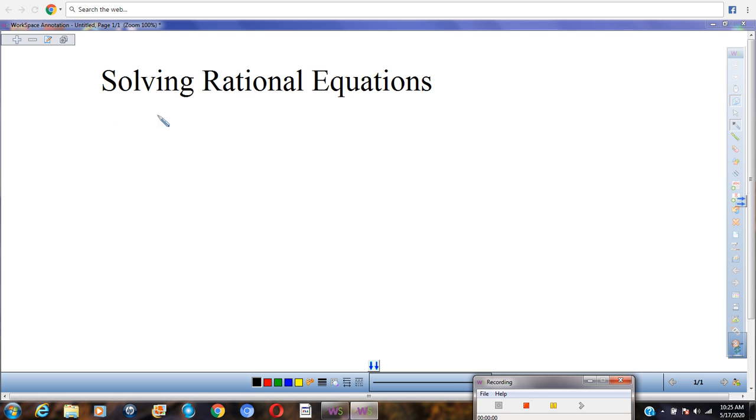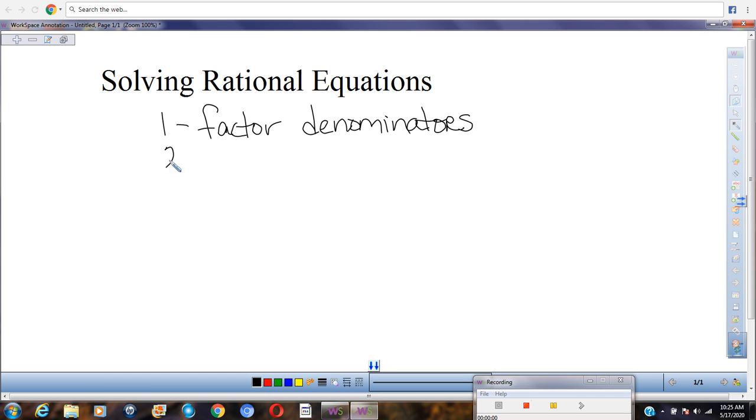Step number one. We're going to factor the denominators. Step two, and this is a pretty important one because we're going to refer back to it. And checking some of your papers over the last week, some of us are forgetting this important step. We need to state restrictions. We're going to refer back to this to determine if something is an extraneous solution.